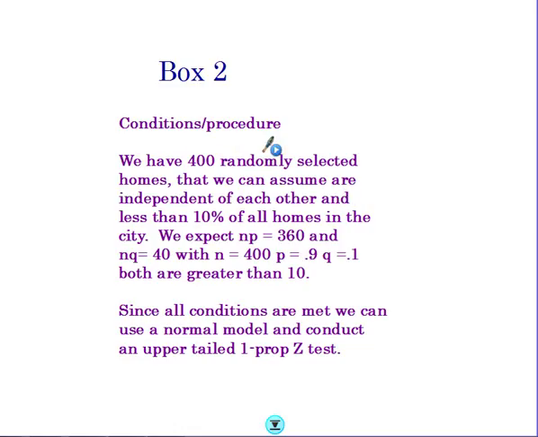We have 400 randomly selected homes that we assume are independent of each other and less than 10% of all homes in the city. Notice what I covered: random, independent, less than 10%. I covered that all in one sentence.